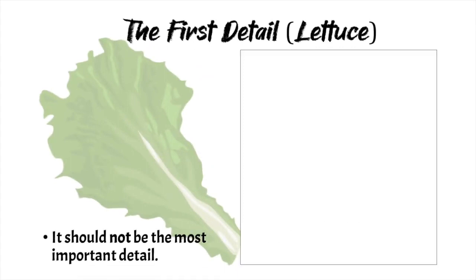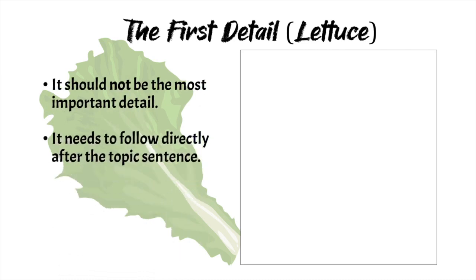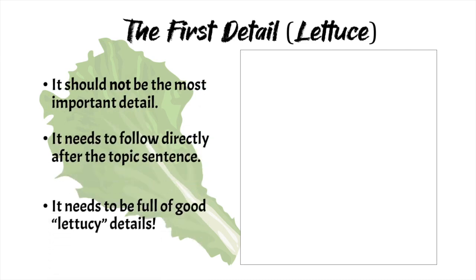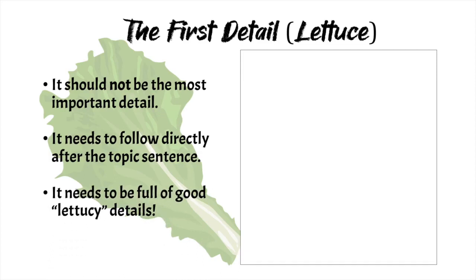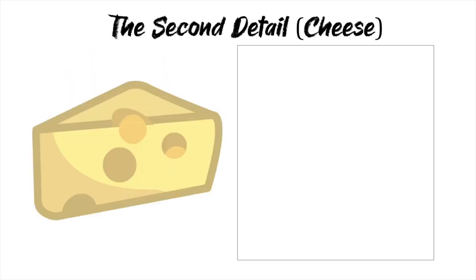Then the first detail, that would be your lettuce. It should not be the most important detail. It needs to follow directly after the topic sentence, and it needs to be full of good lettucey details. Yes, let's look at the example. First of all, I love being at school. So let's look at the other detail.